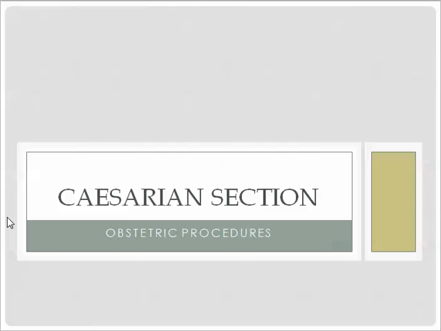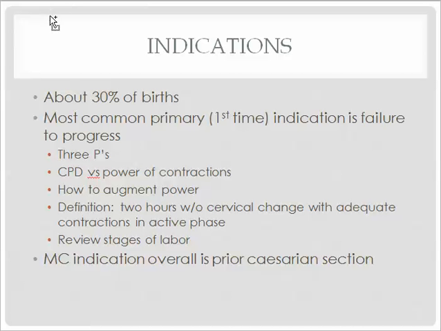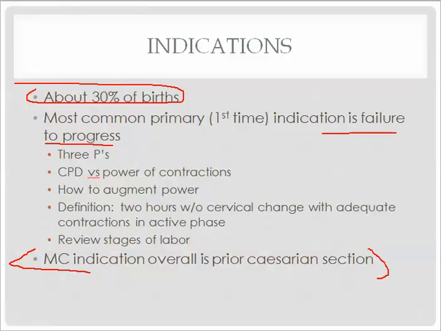So this is an obstetric procedures talk about cesarean sections. So the indications for this, I guess first we'll start with the factoid. In the U.S. at least, about 30% of births are done by cesarean section. So it's a very common way that people come into the world. And the most common primary indication, so that means the first time that somebody has a cesarean section, is failure to progress. The most common overall indication, however, is a prior cesarean section.